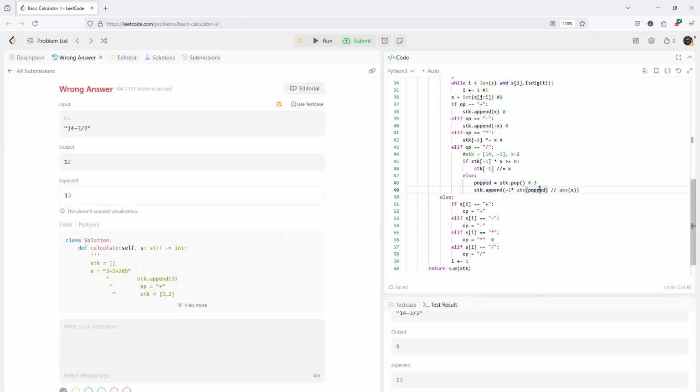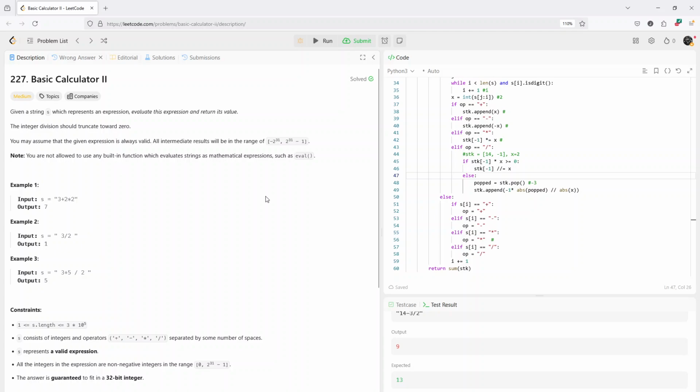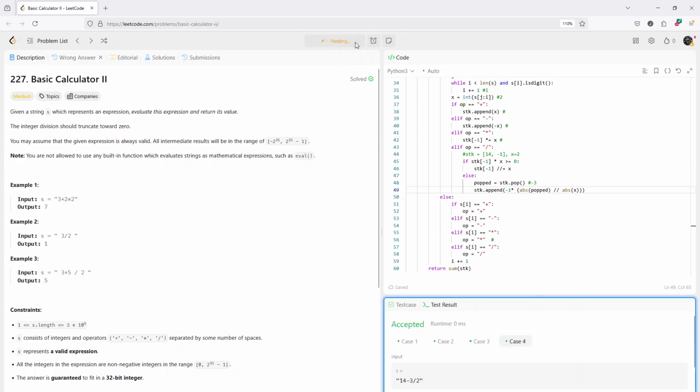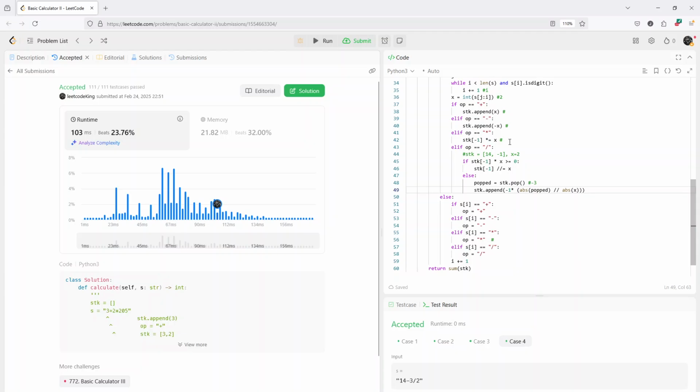Oh. So it should be the 3 divided by 2. Should be 1 and -1. So it's doing -2 instead. So there's something wrong with this division sign. Oh, I'm supposed to do the division here and then do the -1. And it passes everything. So that solves this problem.